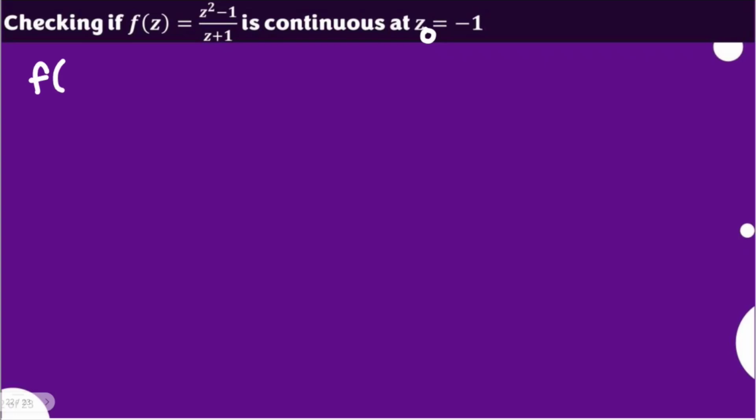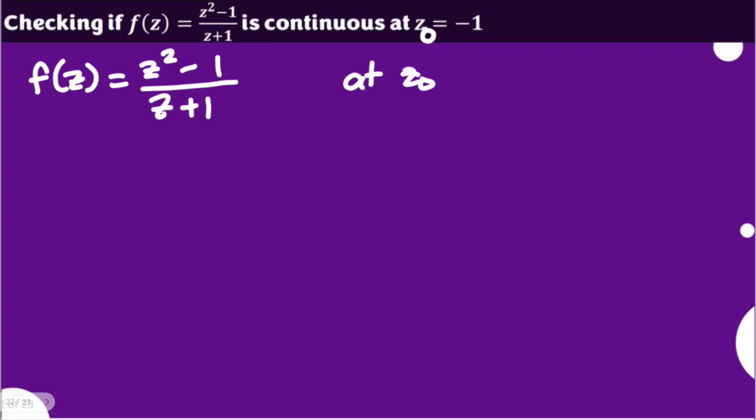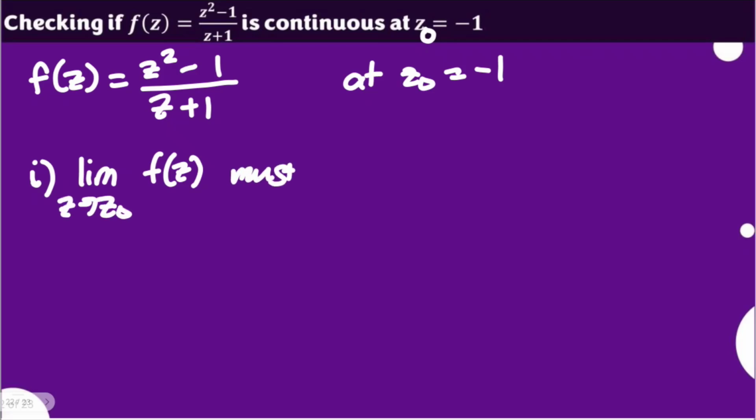Our given function here is z squared minus 1 all over z plus 1, and we have here z sub 0 equal to negative 1. Take note, negative 1 is still an example of a complex number. It's just that it doesn't have an imaginary unit. It's a real number, but real numbers are under the complex number system. So the thing here is, first, we need to satisfy that the limit of the given function as z approaches z sub 0 exists. Okay? If it does, then we need to proceed to the next two to verify further.